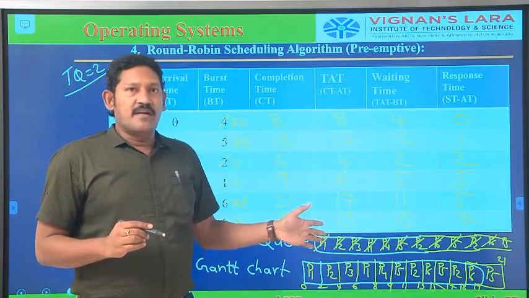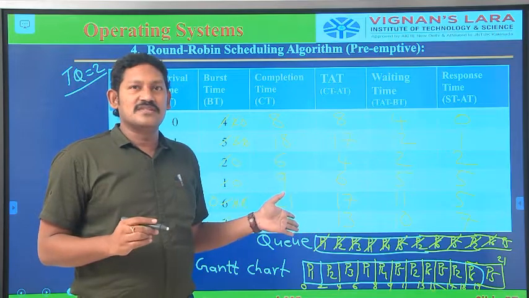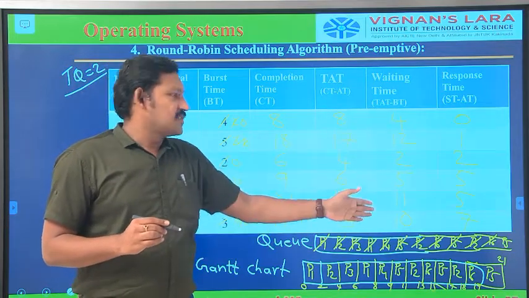Here also we will calculate the average turnaround time as well as average waiting time. For the average turnaround time, we will add all these and divide by 6. Since we have used 6 processes, the waiting time is also the same.